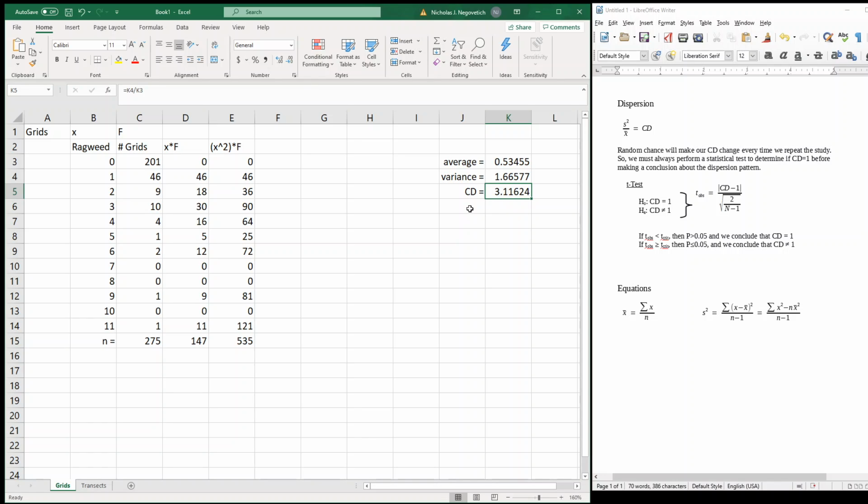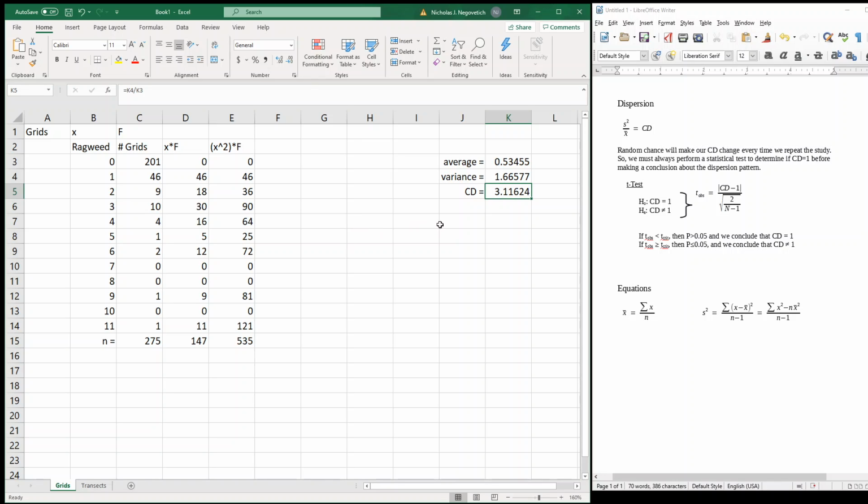We have to test first if this value is actually equal to 1. Or in other words, how likely is it that we could actually get a value that's equal to 3.11 or more extreme just by chance alone? So we're going to have to do a t-test. Our t-test first requires us to calculate a t-observed value.